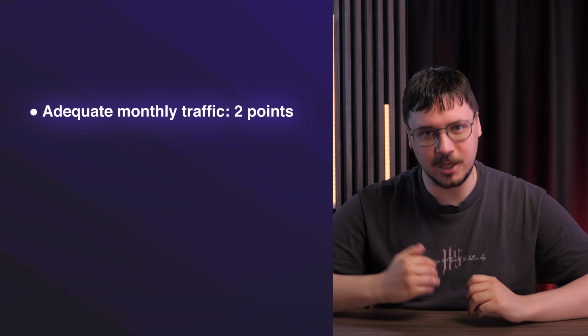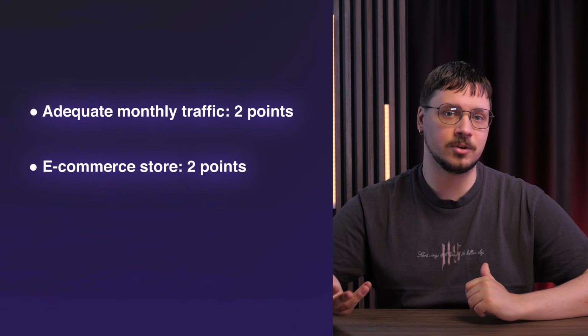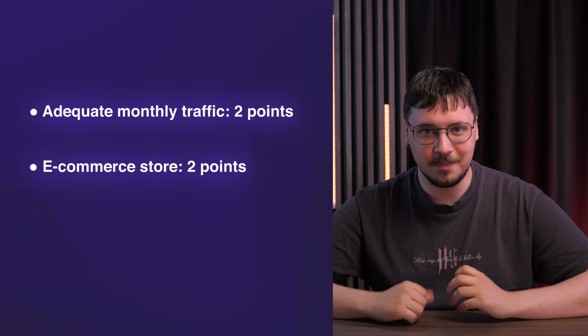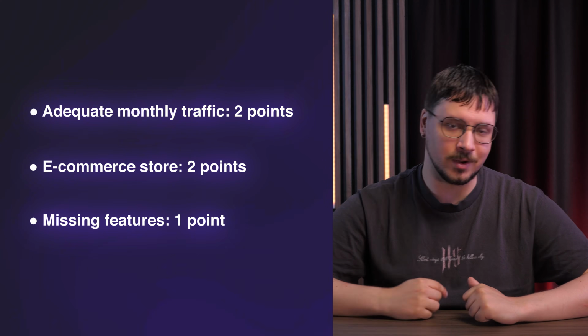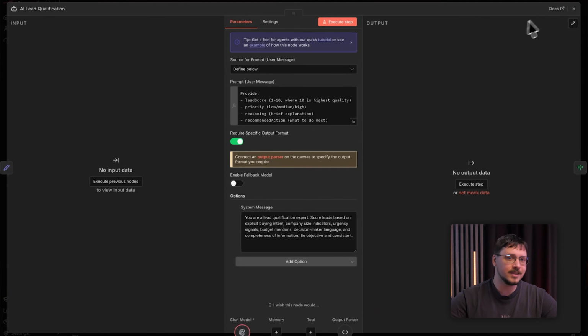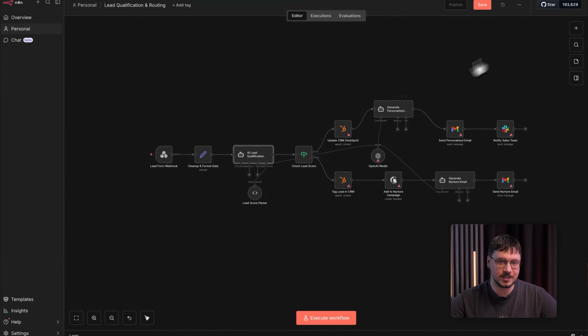Now you need to define the qualification criteria ahead of time, so the AI doesn't randomly decide whether a lead is good or bad. For example, adequate monthly traffic equals 2 points. E-commerce store detected is 2 points. Missing features detected is 1 point, and so on and so forth. The AI then returns a structured response containing a lead score, reasoning, and priority level.